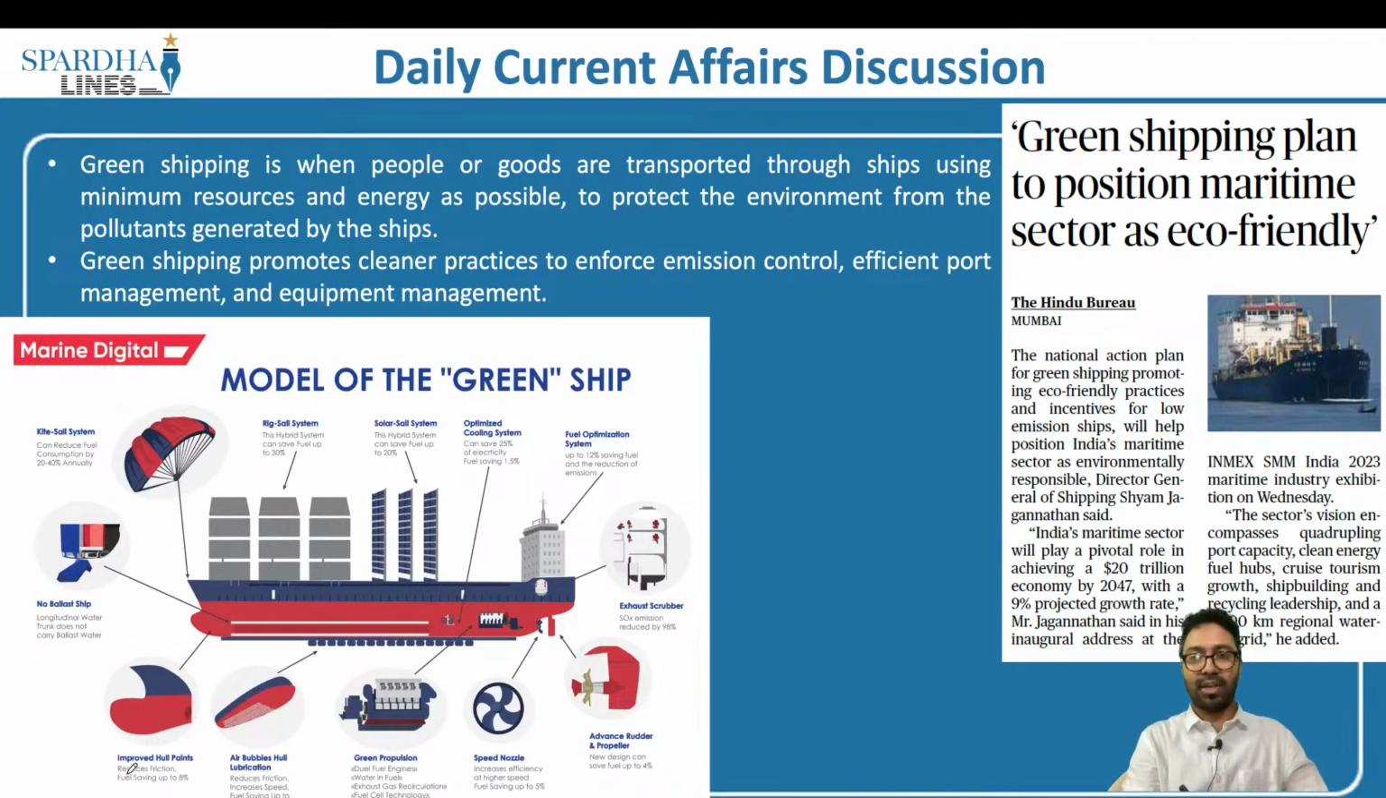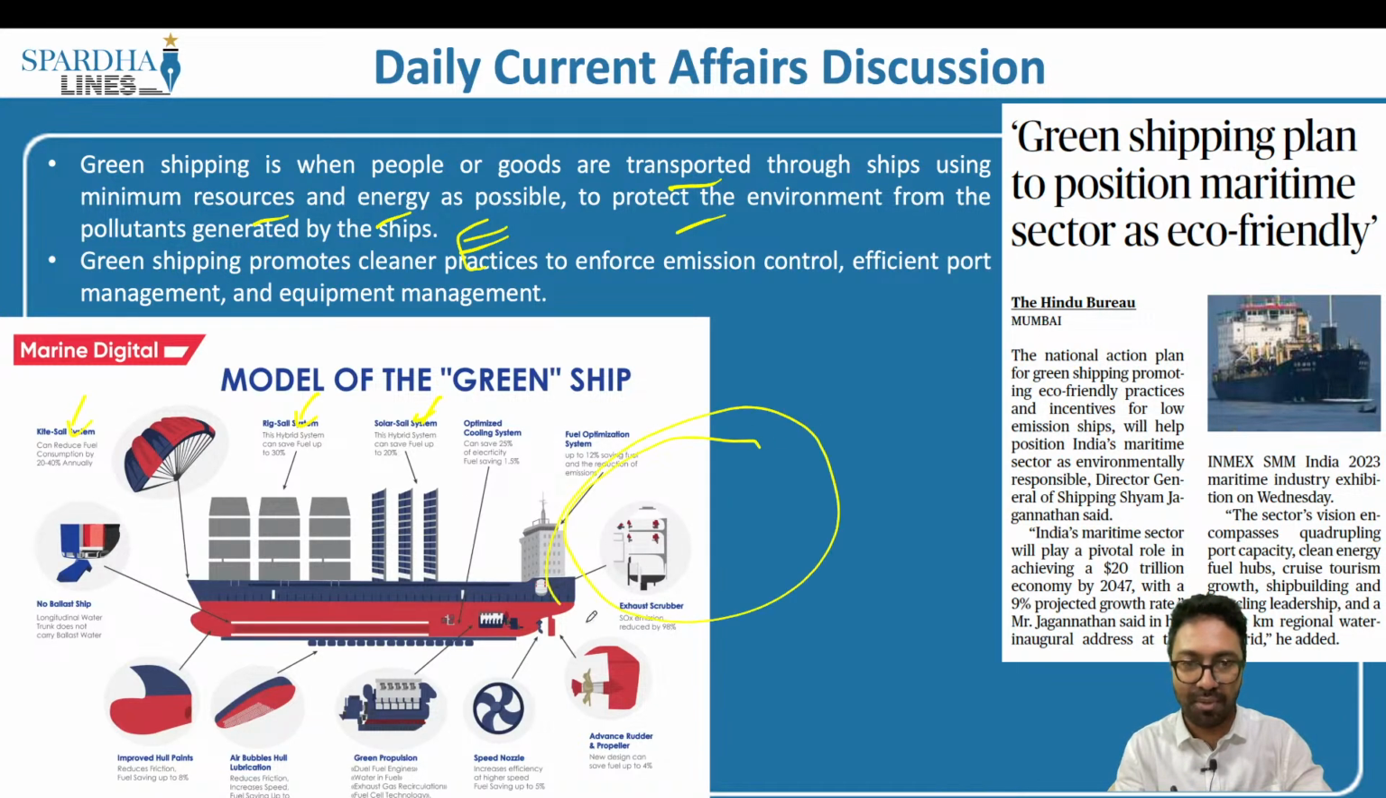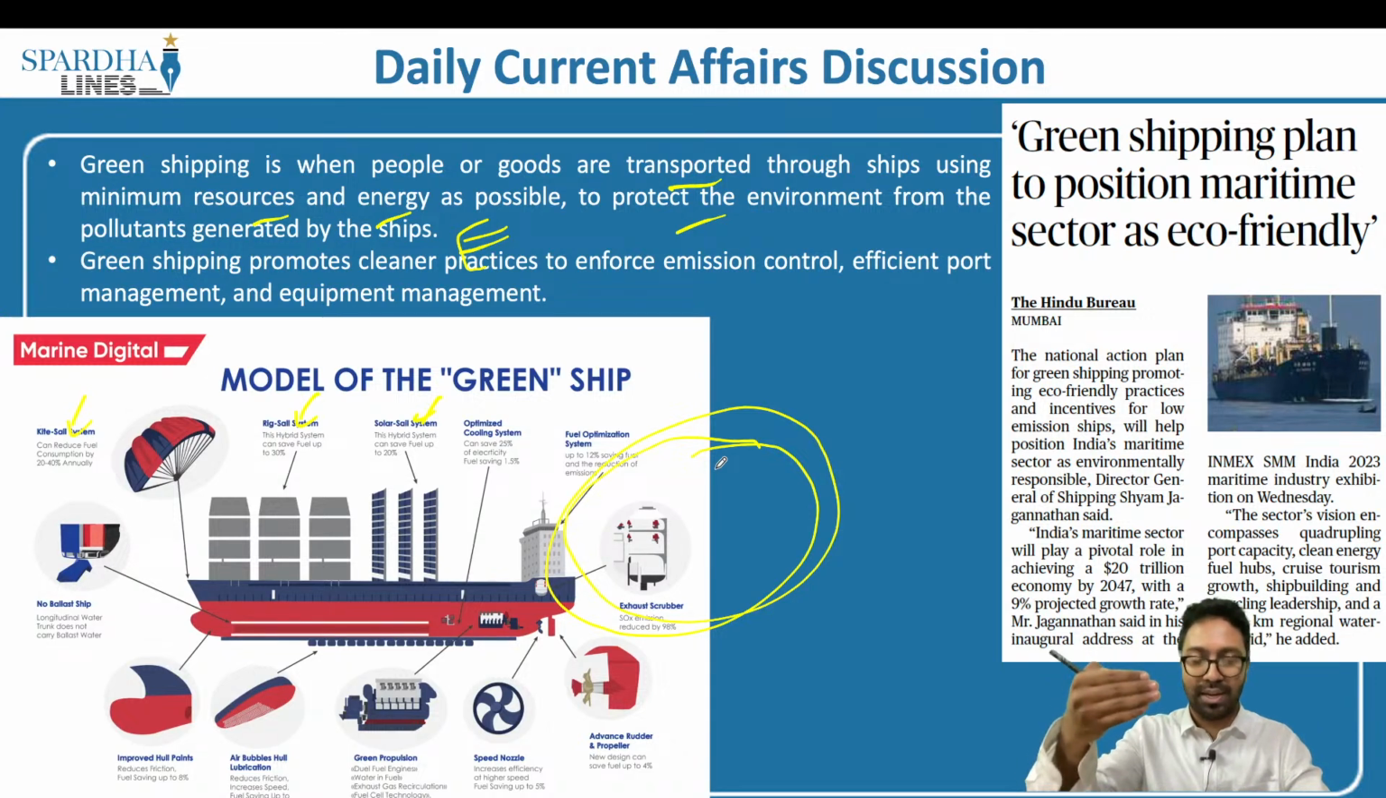This article here is speaking about green shipping. What is green shipping? Green shipping is when people or goods are transported through ships using minimum resources and energy as possible to protect the environment from pollutants generated by the ship. So making sure that we do not have much of the polluting agents released from the shipment is what is called green shipping. This particularly gives how green shipping can be enforced: solar sail system, rigid sail system, kite sail system, and so on and so forth. These green shipping plans position the maritime sector as eco-friendly. If these measures can be incorporated, ultimately pollution can be kept in check.